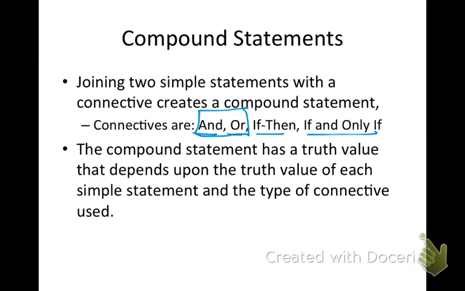So the idea is you take two statements that have a truth value and you combine them and make a compound statement. Now this becomes a statement itself, and it has a single truth value, but that truth value is obtained looking at the truth value of each of the simple statements and the type of connective used. Let's go into some examples of that using the 4 statements I laid out earlier.